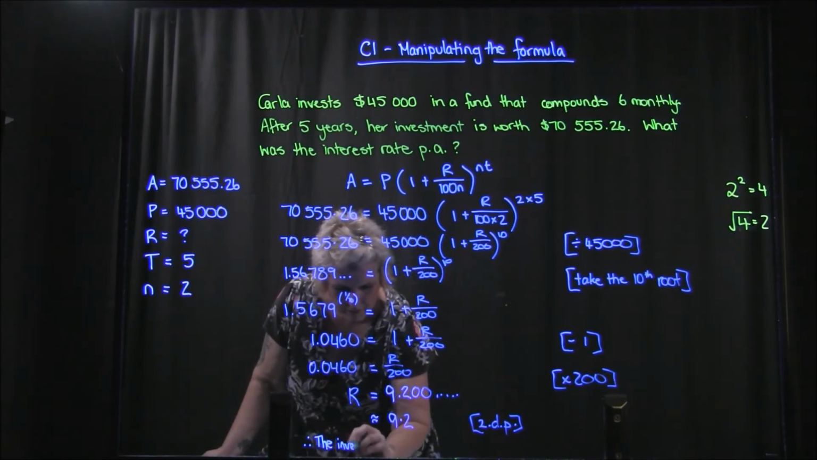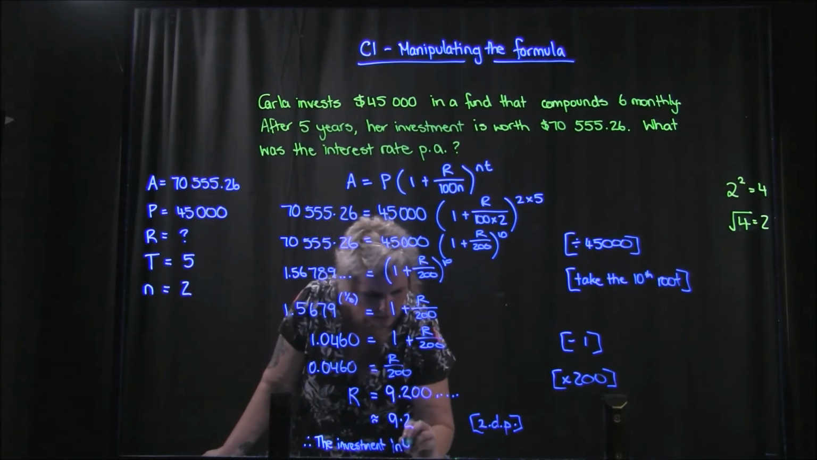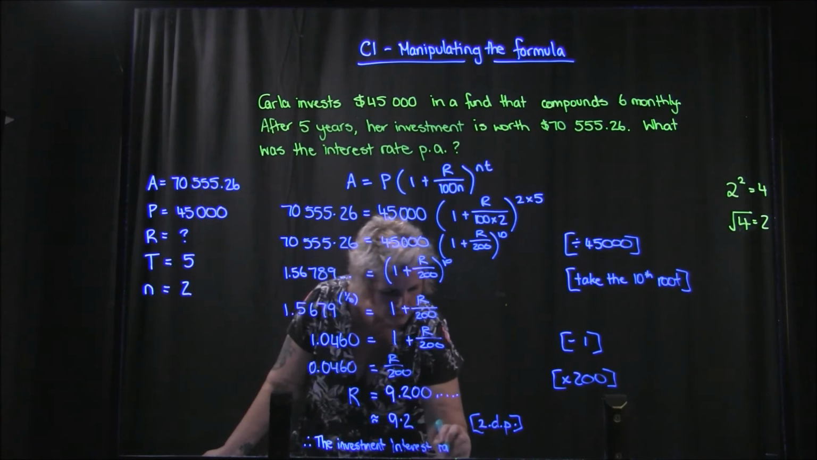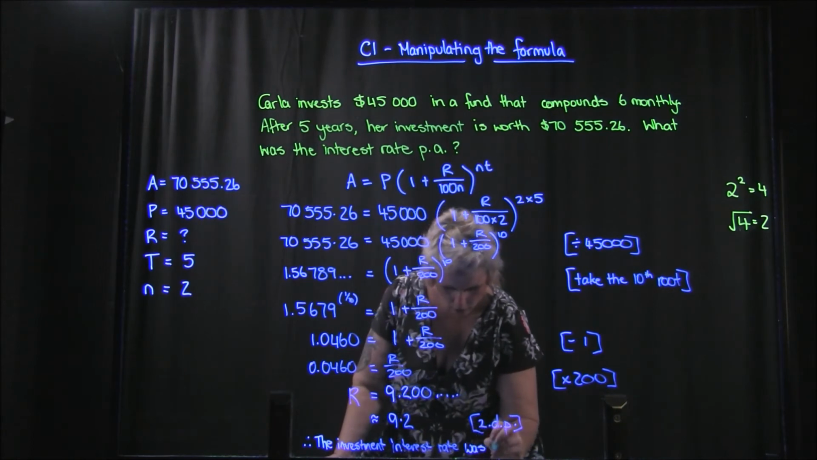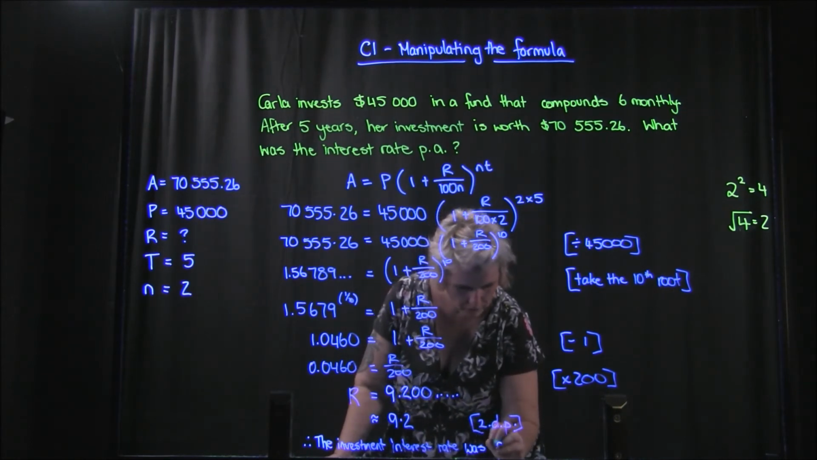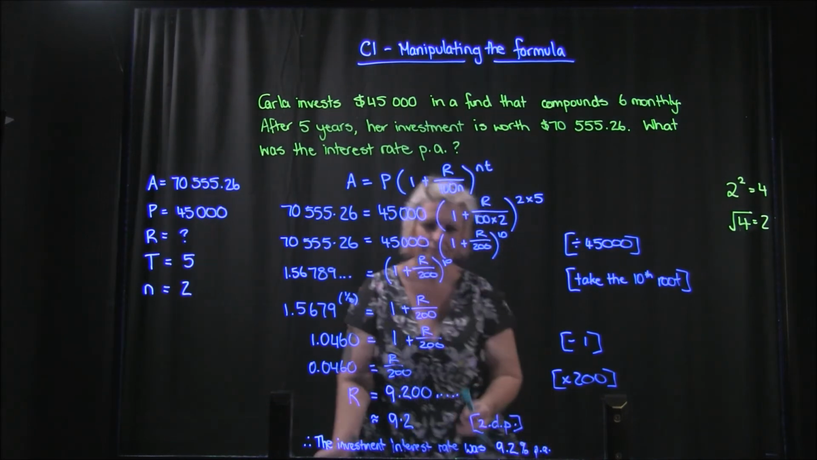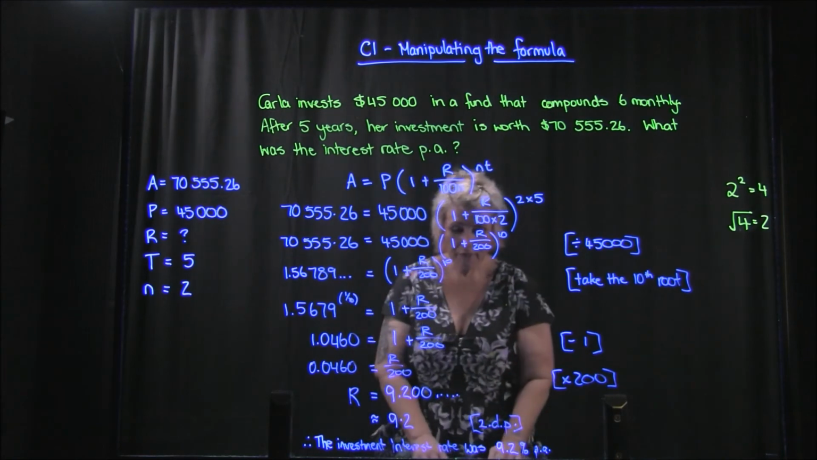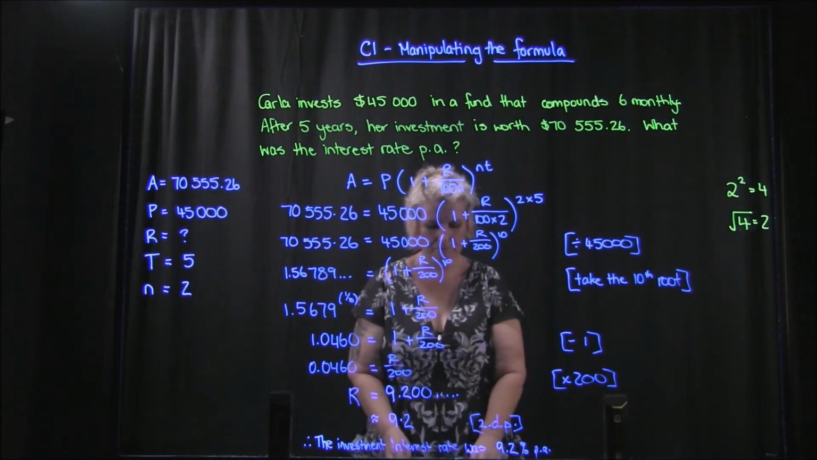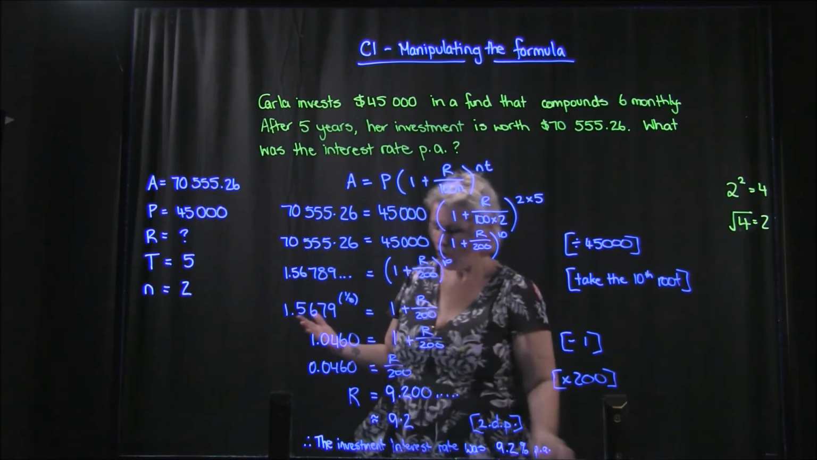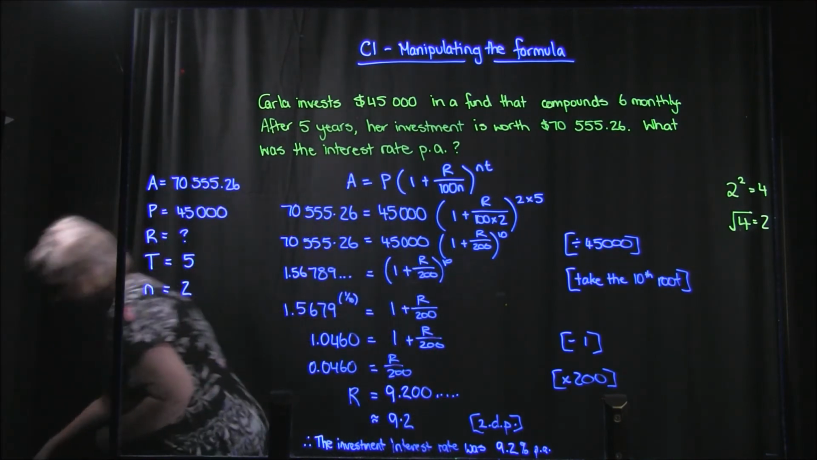So the investment interest rate on Carla's fund was 9.2% per annum. Okay, and that's how we can find rate, then we can find principal. So we can find both of those two using the same method. So I'm just going to clear this off and write up the next problem.